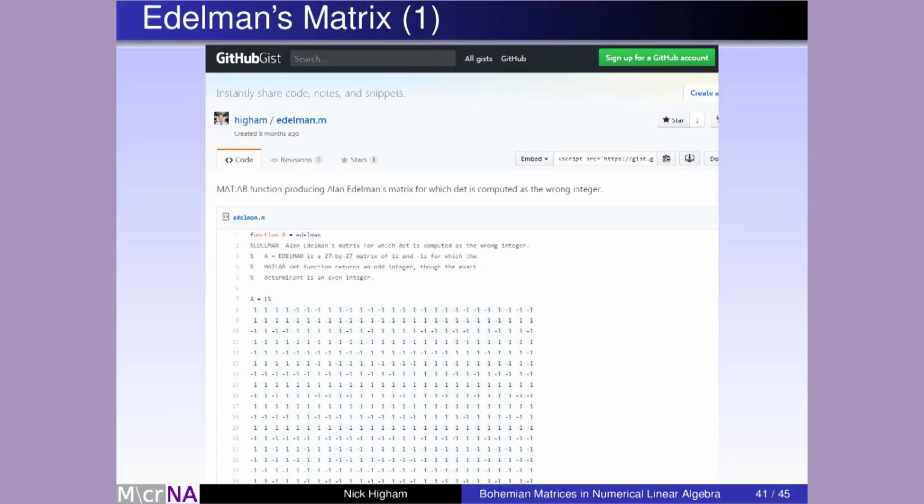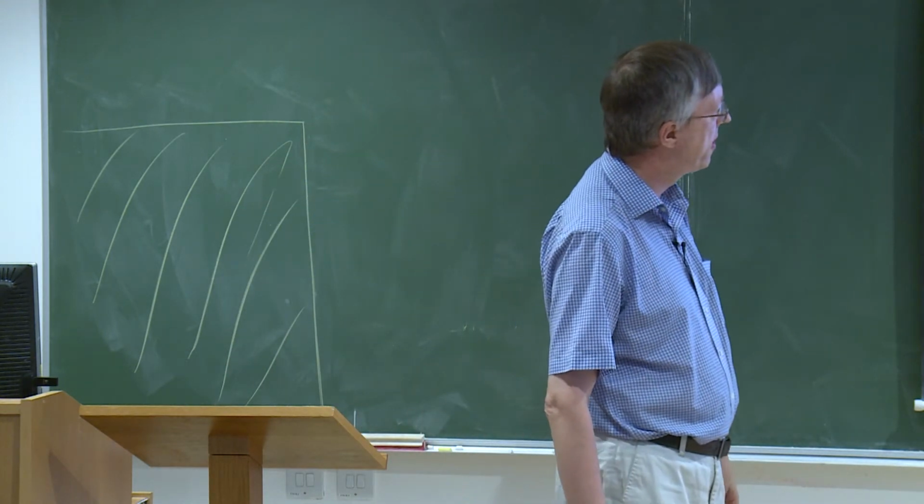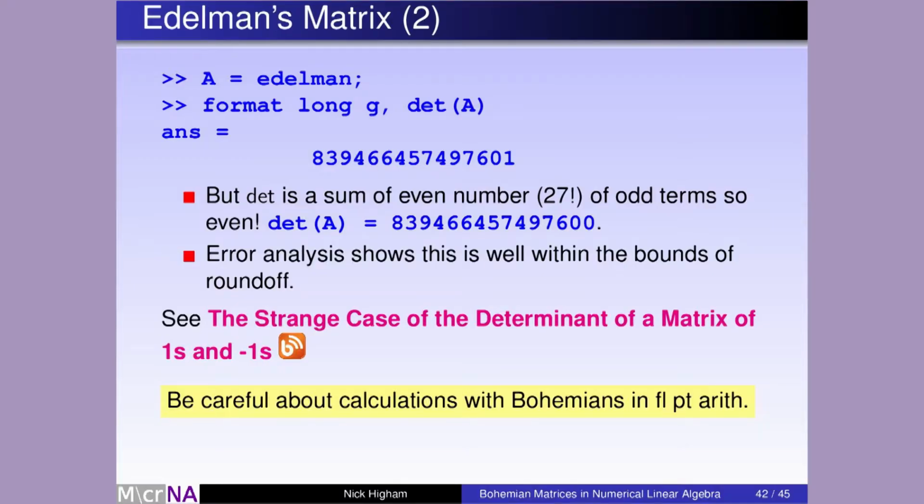This is a gist on GitHub, just a standalone file that I put up there. And it's a matrix that Alan Edelman came up with. So it's a 27 by 27 matrix of 1s and minus 1s, a classic Bohemian matrix. So why is it interesting? Well, Alan observed the following. Here I'm loading the matrix into MATLAB, computing the determinant, and there it is. So it's an integer, as expected. I would have just said, fine, MATLAB has clearly given the right answer.